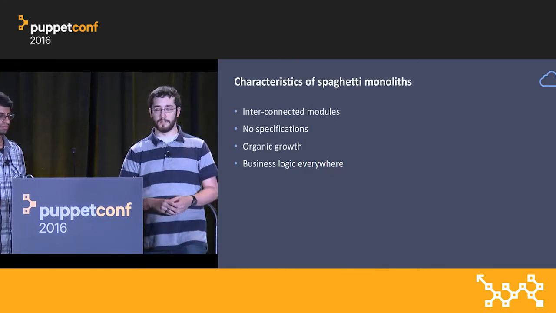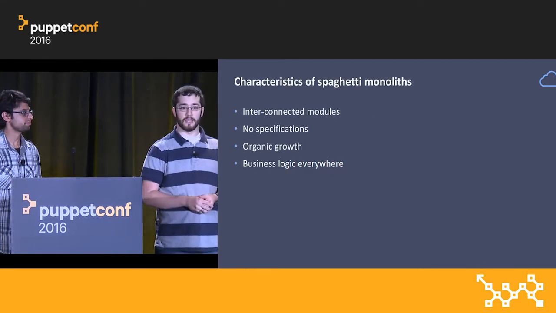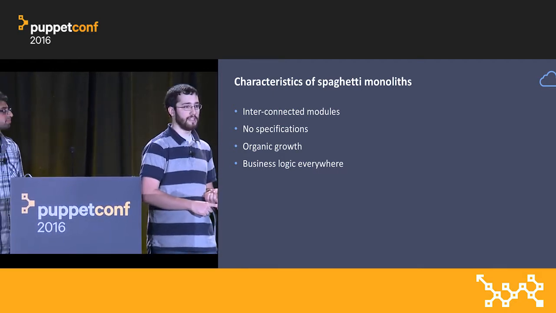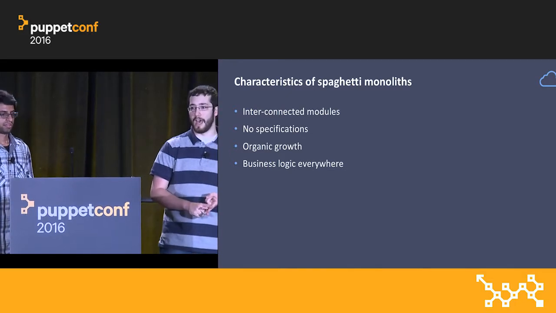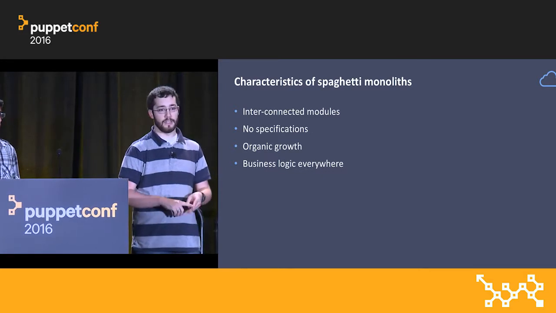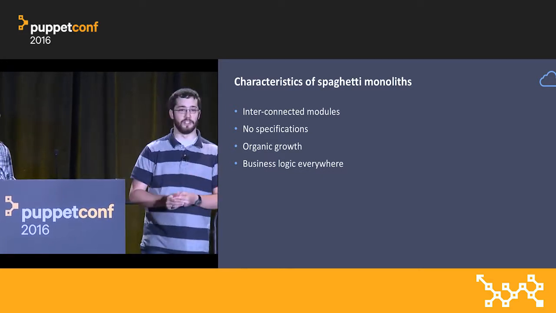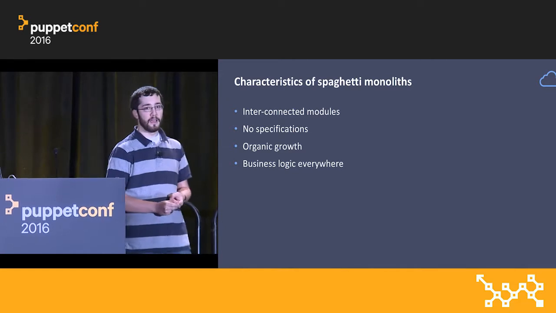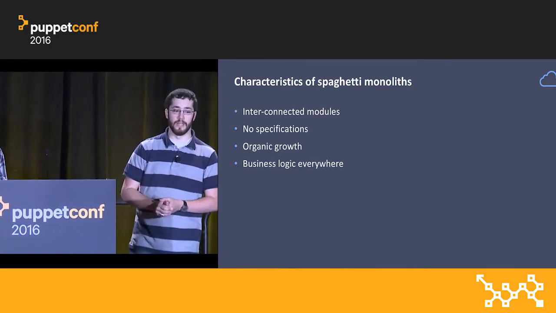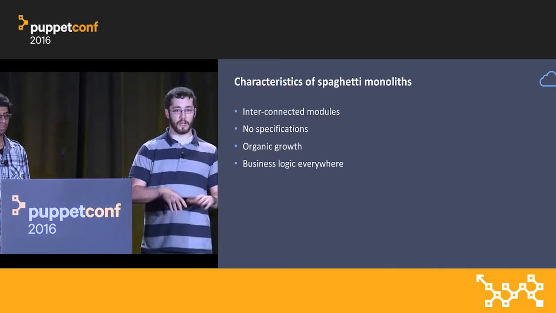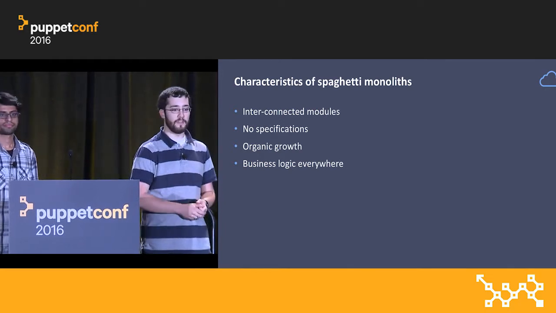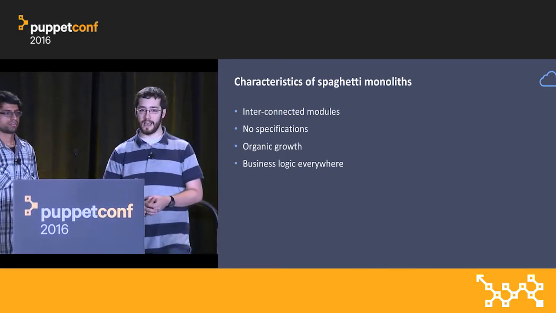So when we talk about a spaghetti monolith, some characteristics that might come to mind is you might have a bunch of modules that are heavily interconnected with each other. These modules might have no specifications to them. The repository probably grew organically, started small and tacking features on as quickly as possible over time. And a big one is that your business logic is probably spread throughout your code base. In such a monolith, because of all these characteristics, it can be difficult to write new code safely, and it can also be difficult to test that code.